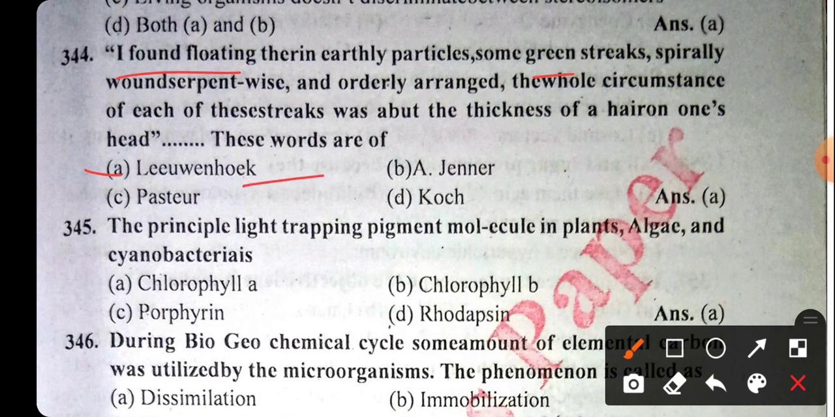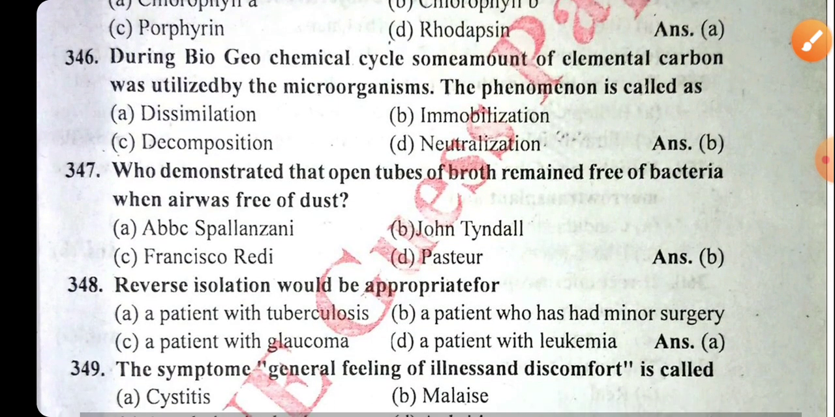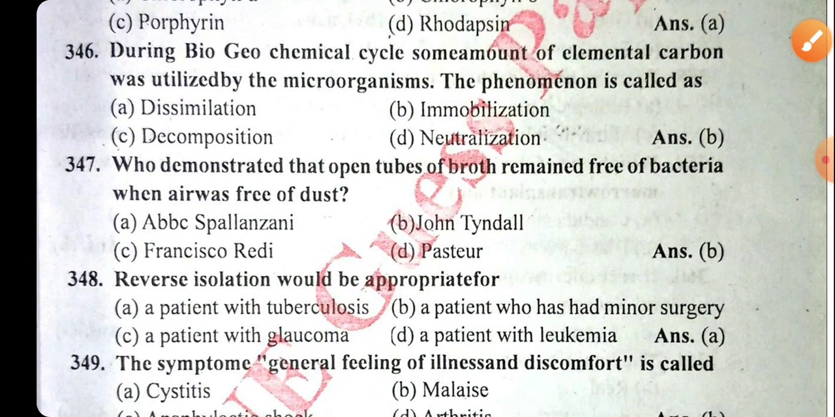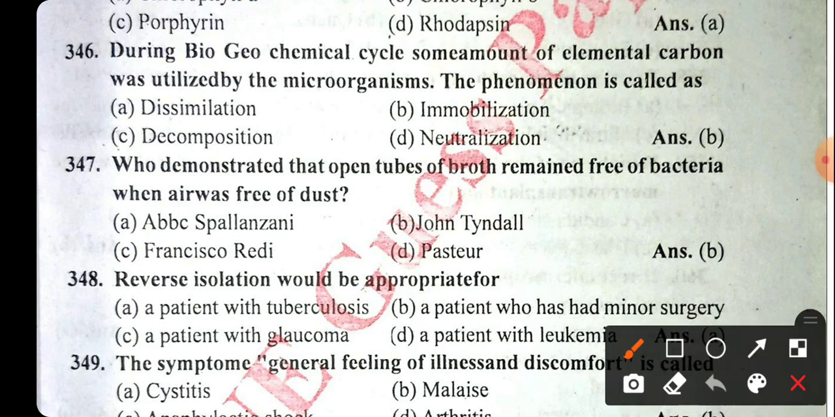Now the next question is: the principal light trapping pigment molecule in plants, algae and cyanobacteria is, option number A, chlorophyll. A will be the right answer. Now the next question is: during a biogeochemical cycle, some amount of the element carbon was utilized by microorganisms. The phenomenon is called immobilization. Option number B will be the right answer.